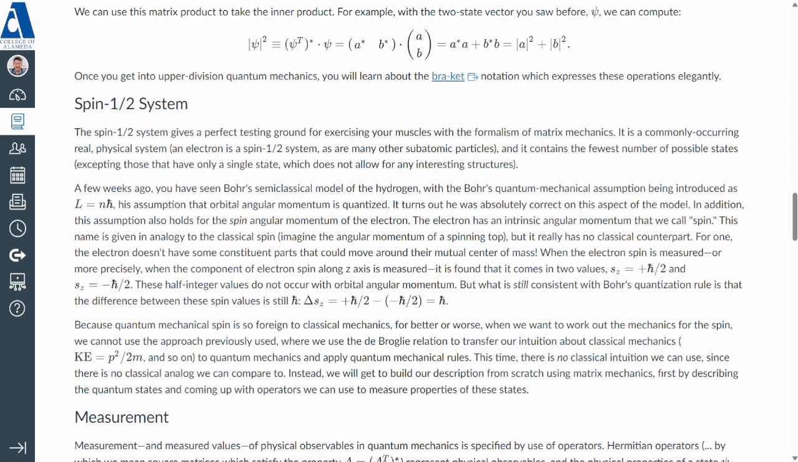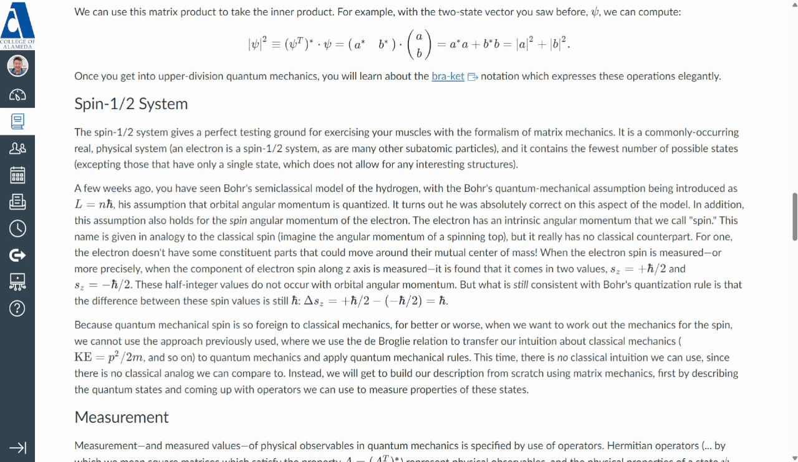The electron has an intrinsic angular momentum that we call spin. This name is given in analogy to the classical spin. Imagine the angular momentum of a spinning top. But it really has no classical counterpart. For one, the electron doesn't have some constituent parts that could move around their mutual center of mass.